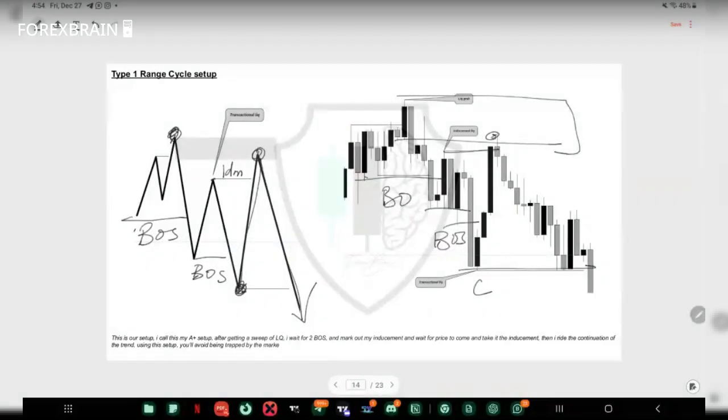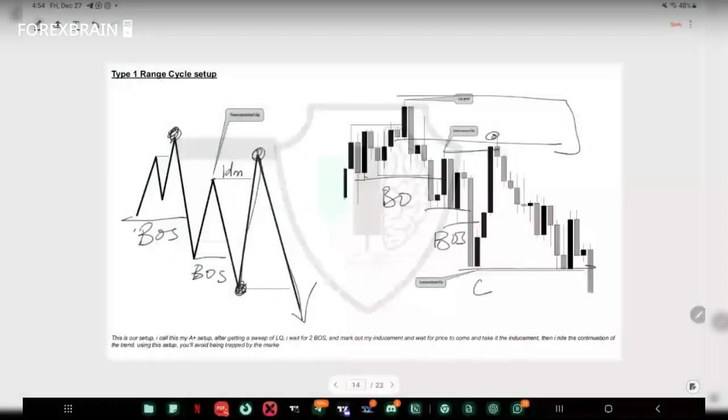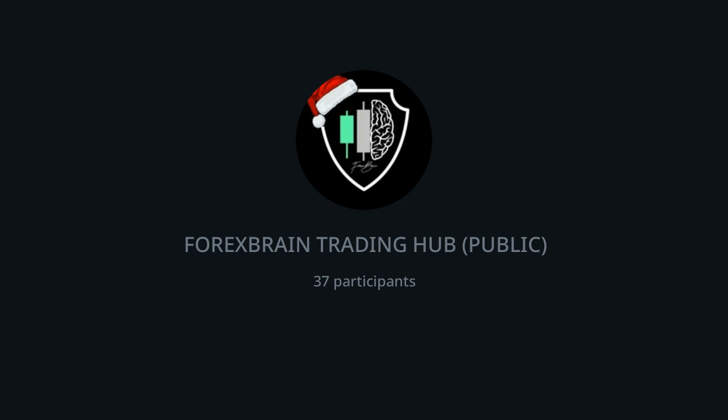I call this my A plus setup. When this is presented, it has a higher probability over the other type, but both actually work, because if you start looking for this without looking at the other type, you might end up missing out. Do you understand? And this should be done strictly with the trend, which is what we'll do tomorrow: how to get the daily buyers and all.